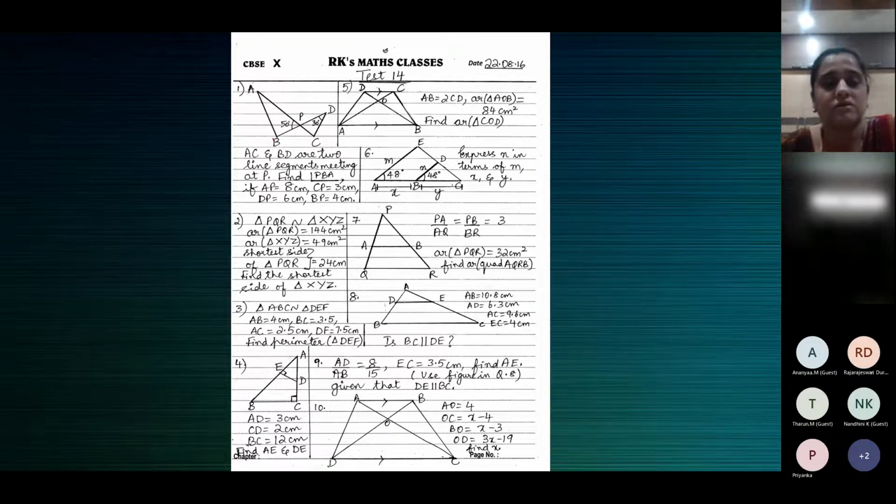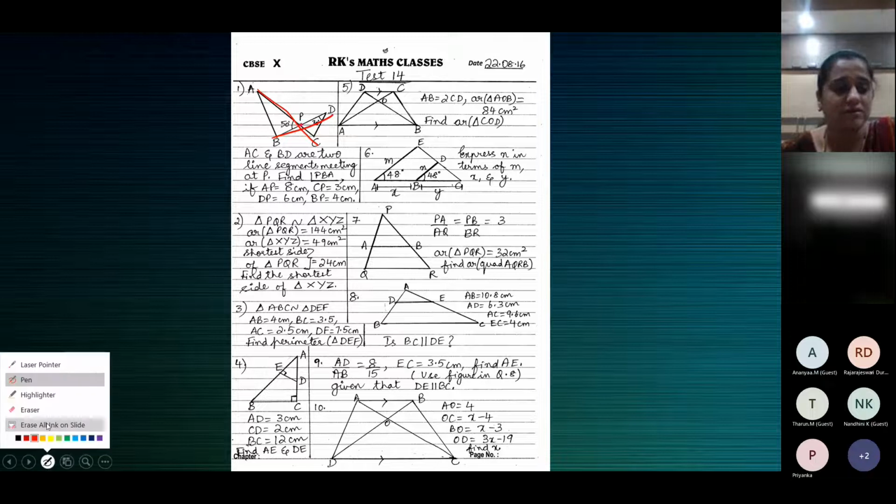Okay. So in this, if I zoom in, I cannot annotate, so I have to have it in the normal mode. So in the figure, it's given that AC and BD are two line segments meeting at P. Find angle PBA. This angle, find this angle.